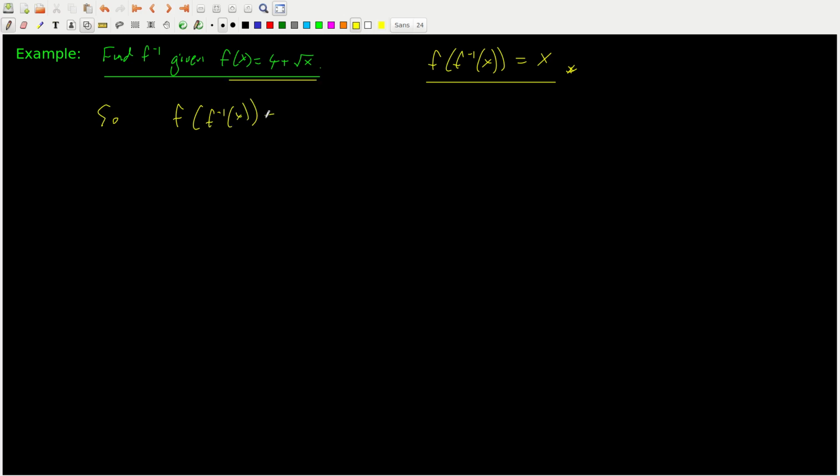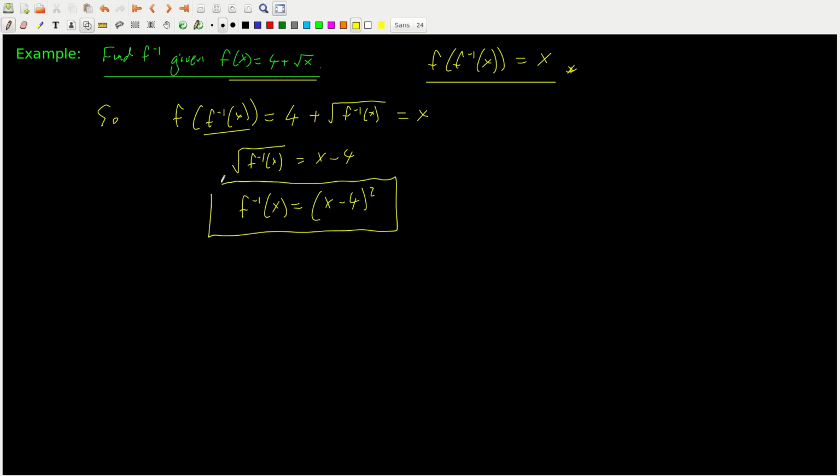Because here's the function. So f of f inverse is, well, the function f takes 4 plus the square root of whatever you give it, and what I'm giving it is the inverse function. And I know that has to equal x. And so I can solve that. This says the square root of f inverse of x is just x minus 4. And so I can square both sides, and I find that f inverse of x is equal to x minus 4 all squared. And so there's the inverse function. So we used the cancellation equation to calculate that inverse function, which is pretty neat. But we're going to do it in general in a slightly more simplified way.